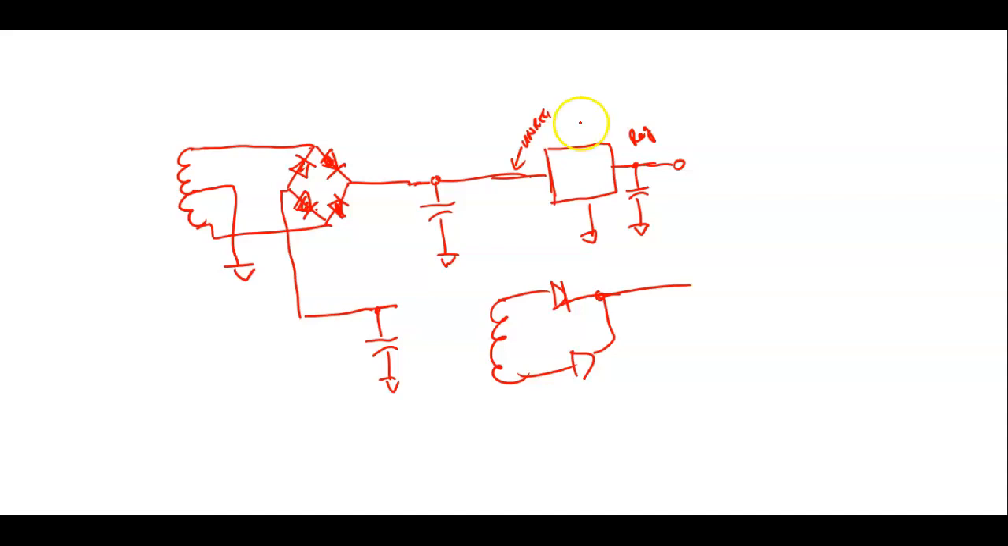So what we're doing is we're using these regulators. We're using the 7800 series. These are positive regulators. And then we're using the 7900 series. These are negative regulators. So up here we're using a 7812.